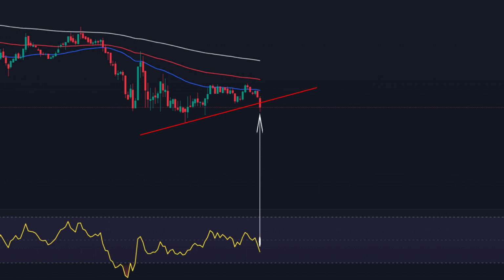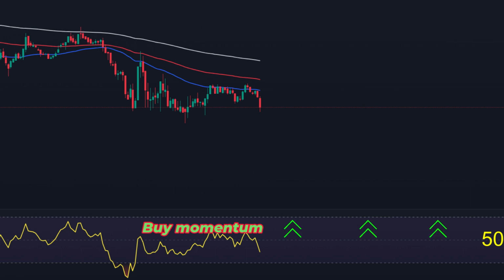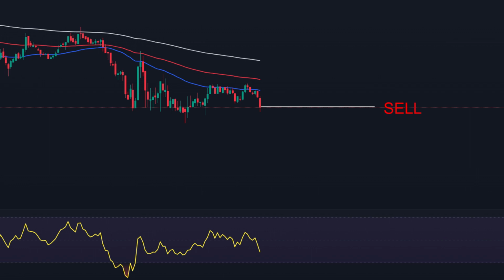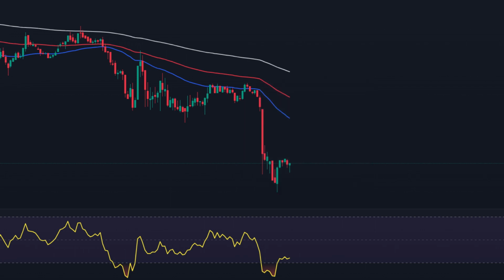Additionally, the RSI line should be below 50. If the RSI is below the 50 level, it indicates a sell momentum. Similarly, if the RSI is above the 50 level, it indicates a buy momentum. After we initiate a sell position here, we then set our target profit and stop loss. And as you can see, the price reaches our target profit, resulting in a profitable trade.